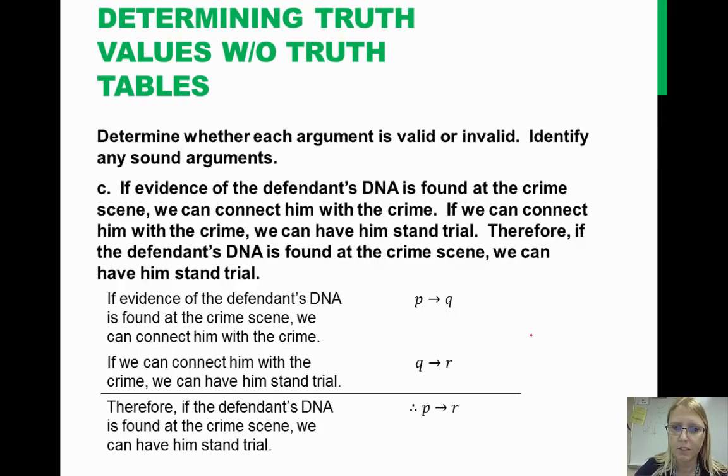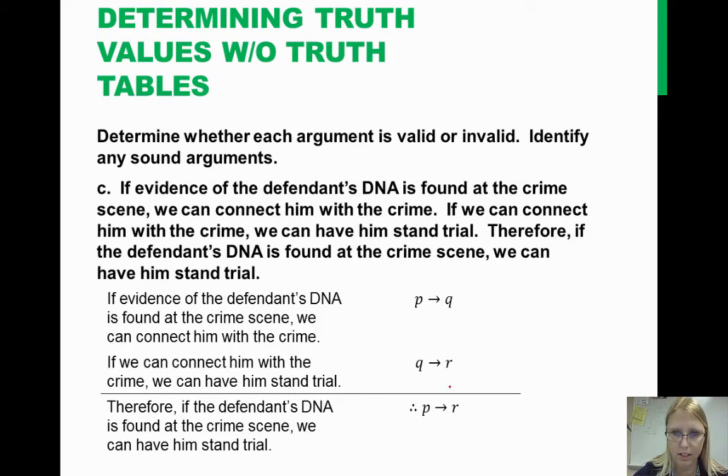If the evidence of the defendant's DNA is found at the crime scene, we can connect him with the crime. So we have P then Q here for the first premise. If we can connect him with the crime, we can have him stand trial. So that would be Q then R. Therefore, if the defendant's DNA is found at the crime scene, we can have him stand trial. So we have our therefore P then R.